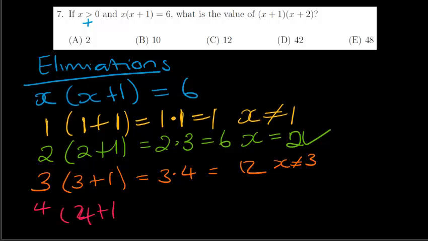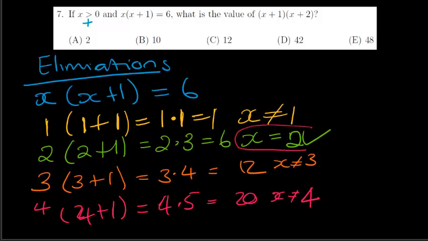4 plus 1 is equal to 4 times 5, which equals 20. X is not equal to 20. X does not equal 4. But we do know that x does equal 2. So this is where we're going to be at. Okay. So based on elimination, we have concluded that x is equal to 2. Check. So this is one way of doing it.